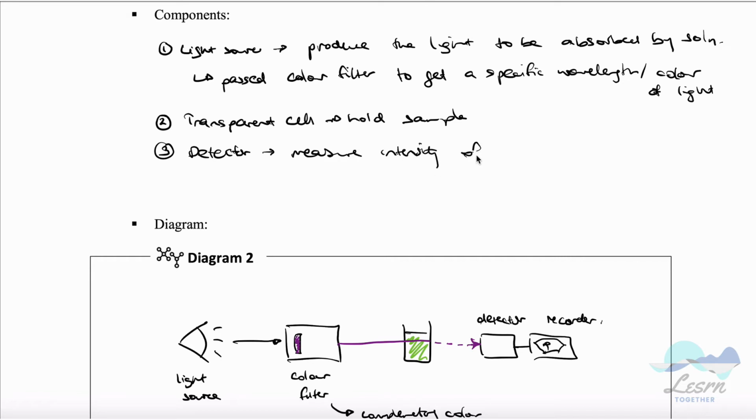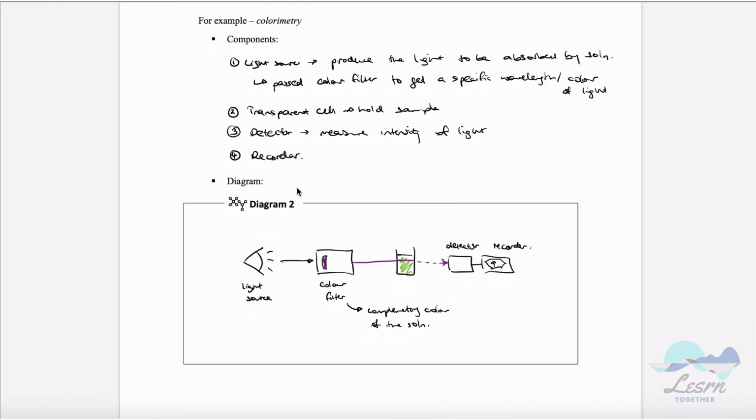Intensity of light. And the fourth thing is a recorder, just to record all our data, okay? And so those are the components of our calorimetry setup.